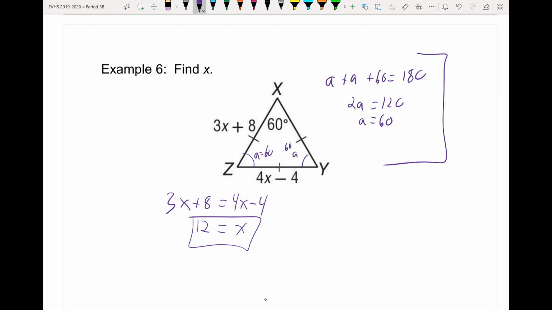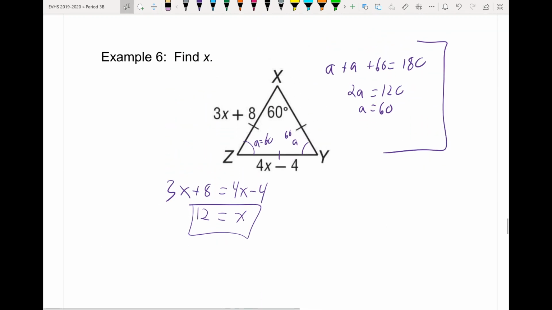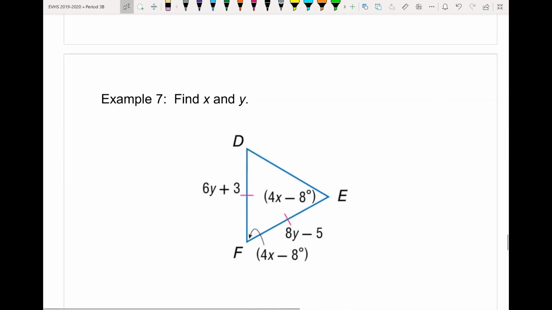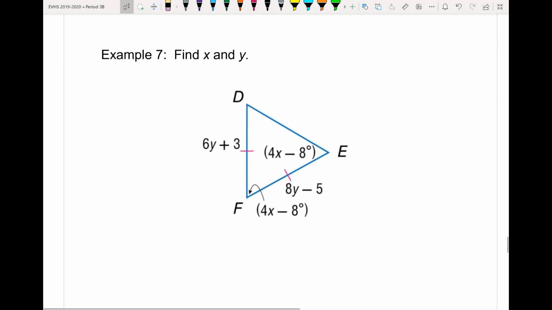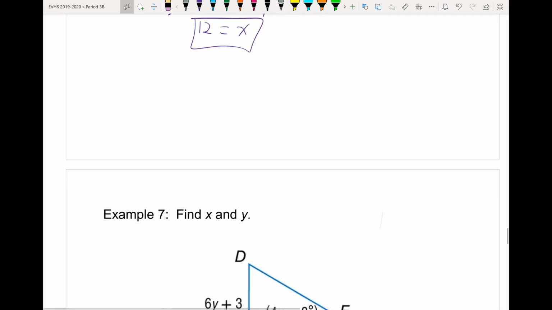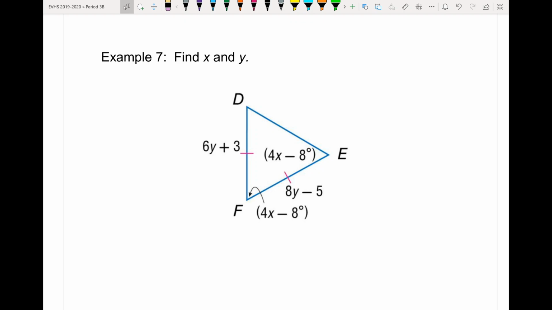Yes. All right. So what was the question? Okay. It actually would have been negative x equals negative 12, and then we're doing it the other way. And then you divide by negative 1 and get x equals 12. All right. Find x and y.